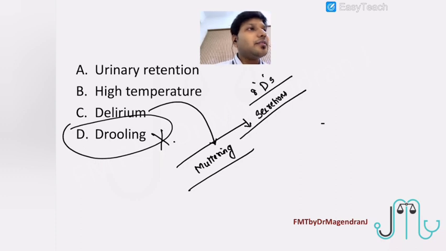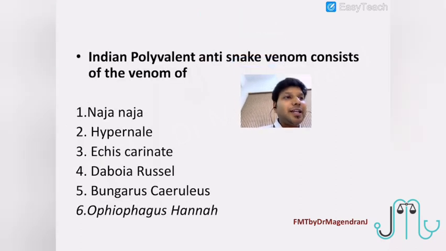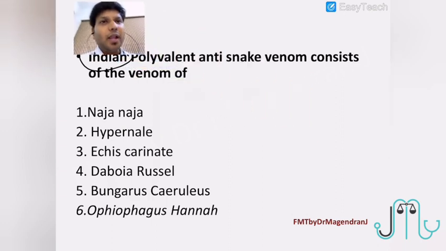Okay, fine. The Indian polyvalent antisnake venom consists of the venom of, right? The antisnake venom varies from country to country. It is normally customized based on the species present in that country. So whatever species of snake are present in our country, our anti-snake venom will be customized towards those snakes. Here I've given you the scientific names, not the common names. So you should be knowing the scientific names as well. This is level 2 difficulty, but still you should know the scientific names of the common snakes which we see.